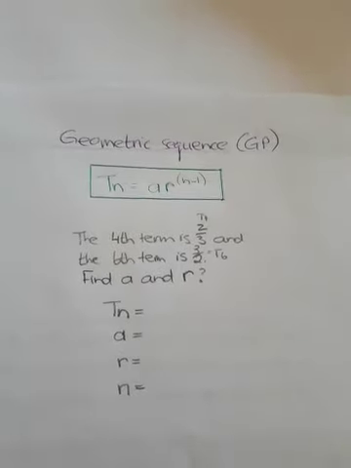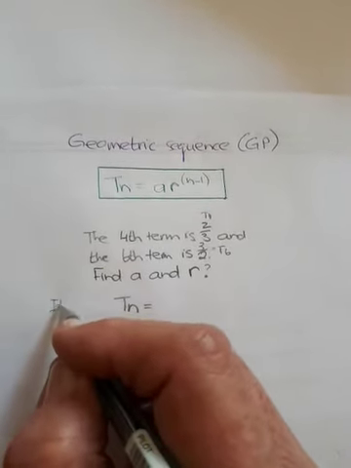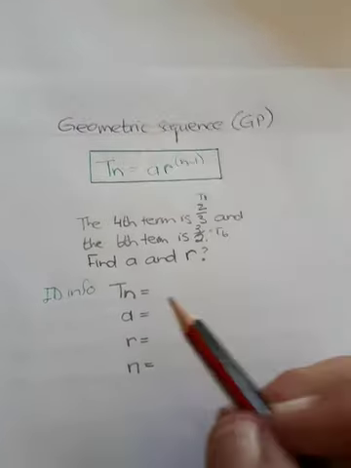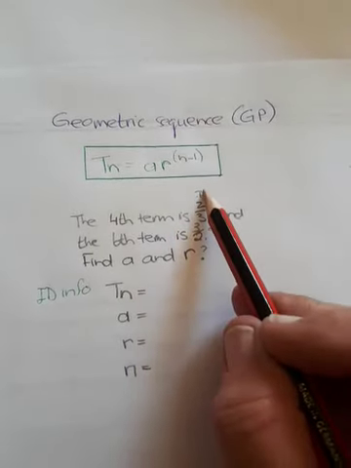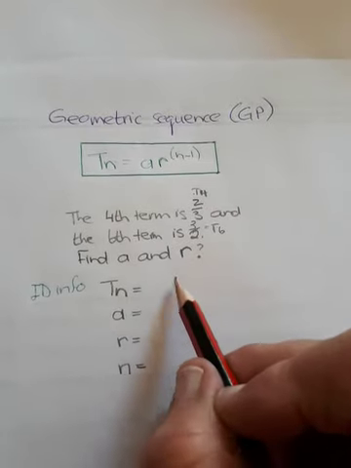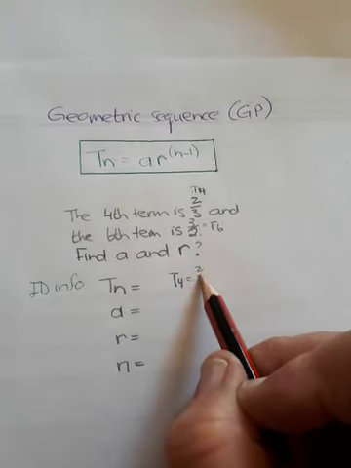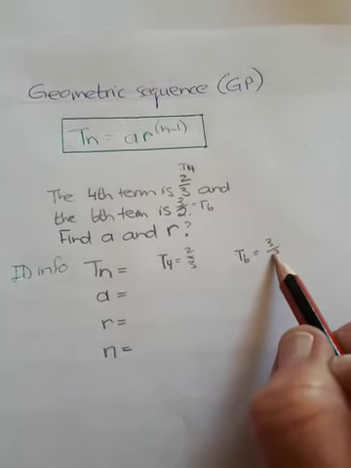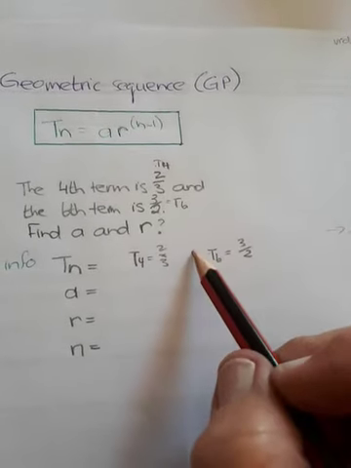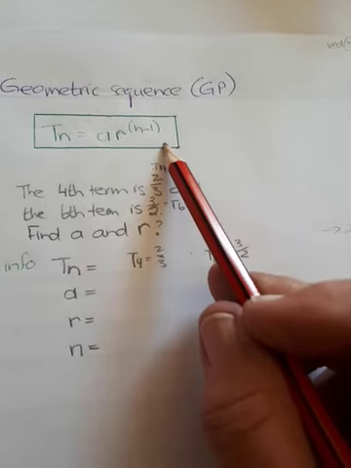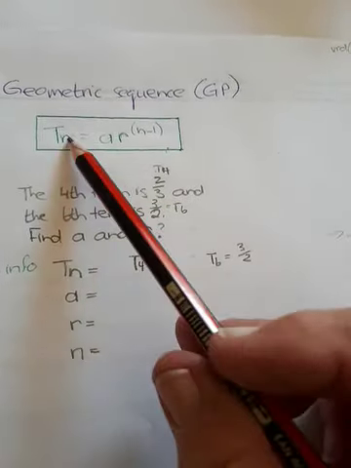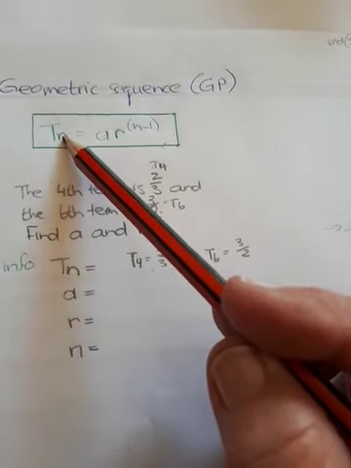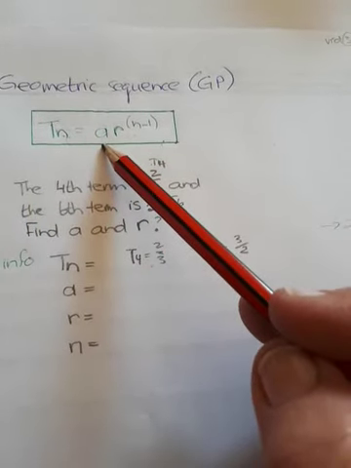Right, now as I have taught you in the previous videos, the first step is to identify the information given or the information asked. In this case, we've got two possible Tn's. We've got T4, which is 2/3, and we've got T6, which is 3/2. So immediately we will work with two of these formulas, because we've got T4 and we've got T6. So we will work with two formulas at the same time.